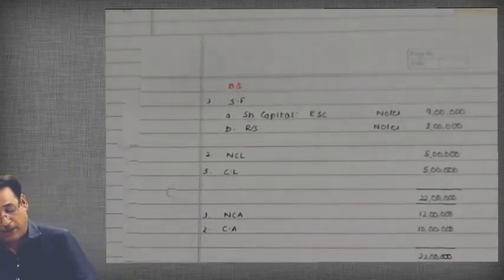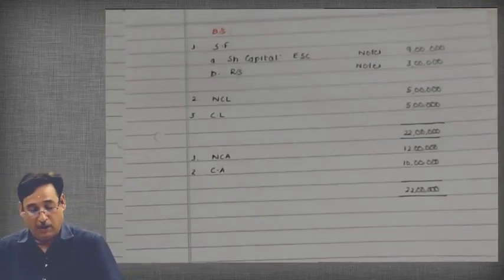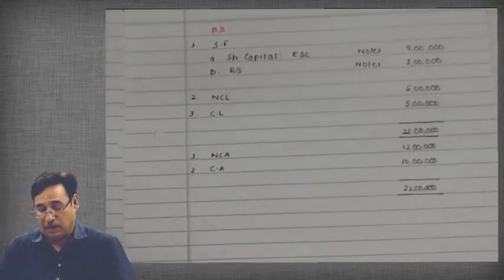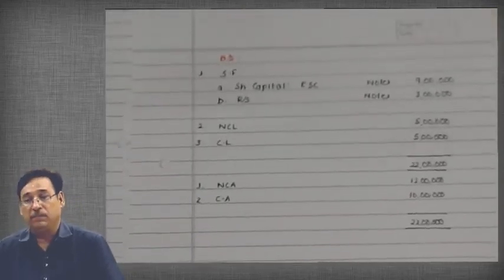Total is 22 lakh. Is it clear to you? This is how you are going to do this particular question. Correct? Now there is a very, very important line. This is one point I want to actually clear here. Have you done this? Note it down.